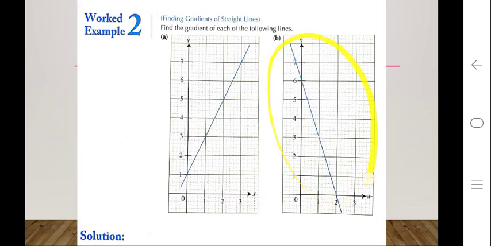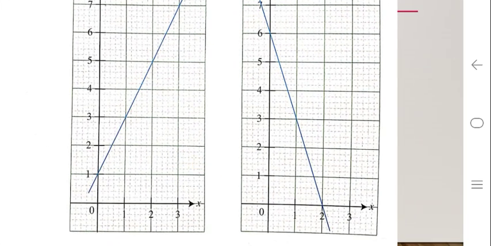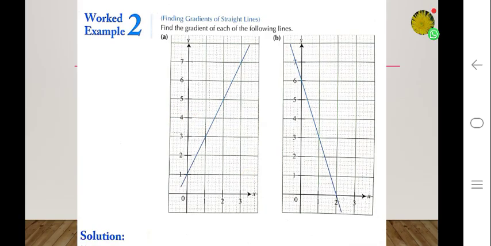Now, what about this one? Let's see. I'm going to take it from here to just here. So going to the left side 2, rise 6. Okay, run is 2, rise is 6. So 6 over 2, 3. 3, yeah? But it's negative 3, not just 3. Why? Because it's going downward.